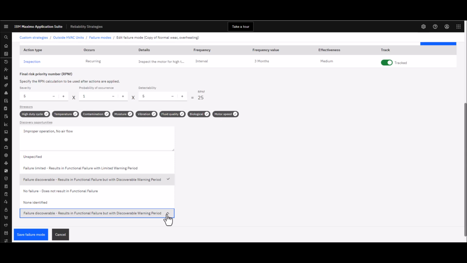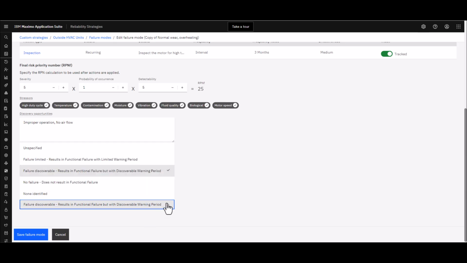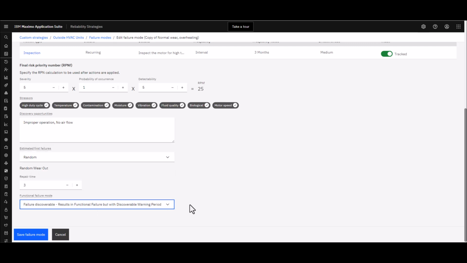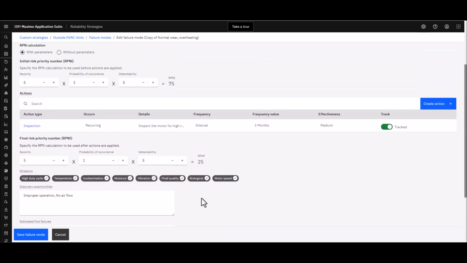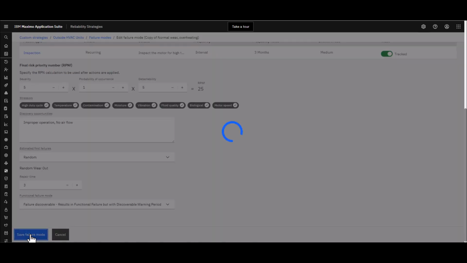And I believe the one that I wanted to look at was functional failure with a discoverable warning period. Yeah, there we go. You'll start to hear that motor whine, or as a result of your inspections, you'll start to see its temperature start to pick up. And that describes the failure mode as well as the actions that are going to be taken. And we're just going to go ahead and save that failure mode.